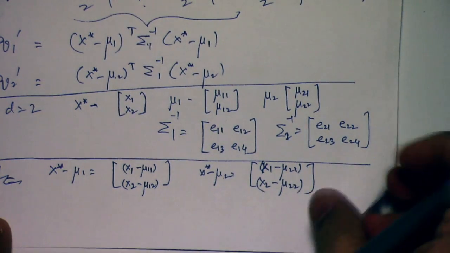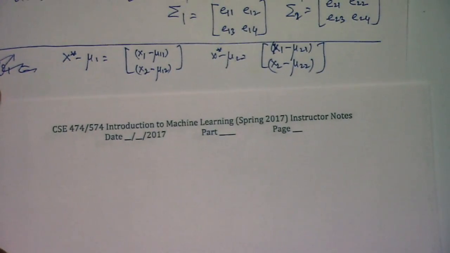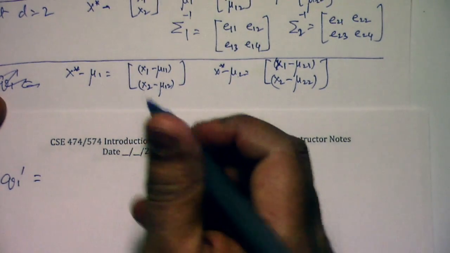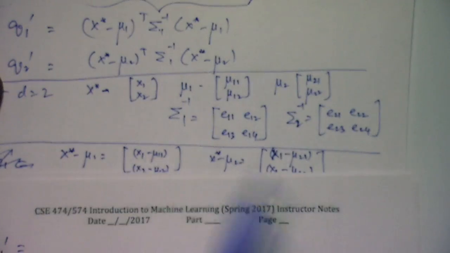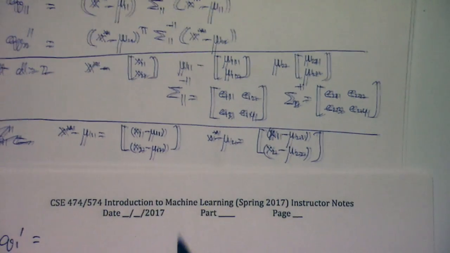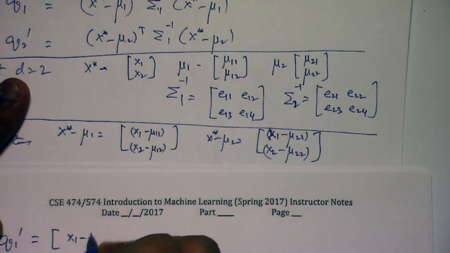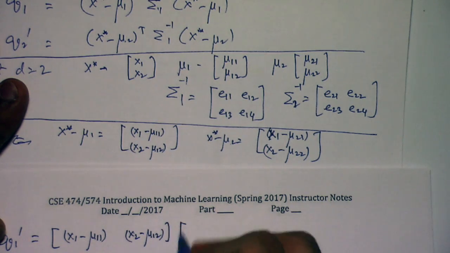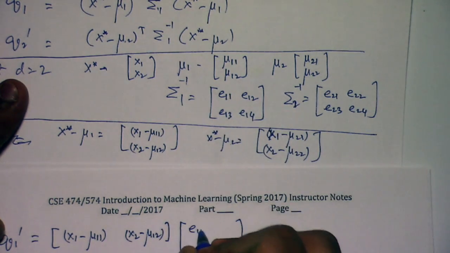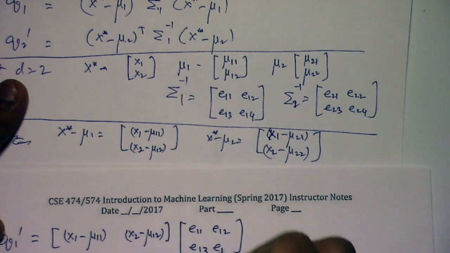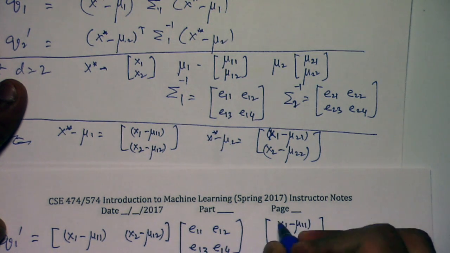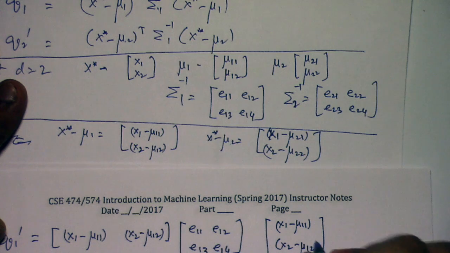That is easy. So now, equipped with all of these intermediate values, we can compute Q1 prime. Q1 prime is going to be this transpose, right? So that is going to be a row vector with x1 minus mu 1 1 and x2 minus mu 1 2, multiplied by our sigma inverse, which is E1 1, E1 2, E1 3, E1 4, and then this column vector, right?